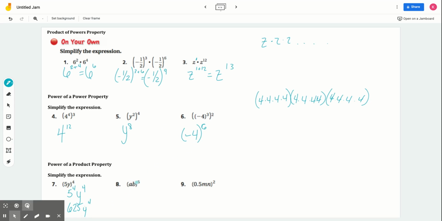With number 8, again, ab to the 5th power is a to the 5th, b to the 5th. The same thing with number 9. 0.5 mn to the 2nd is like 0.5 squared m squared n squared. We can simplify 0.5 squared to 0.25. So our simplified expression would be 0.25 m squared n squared.